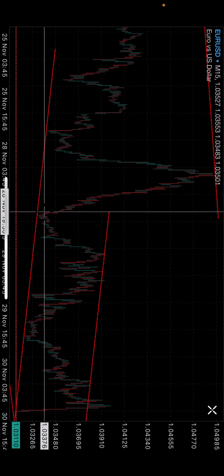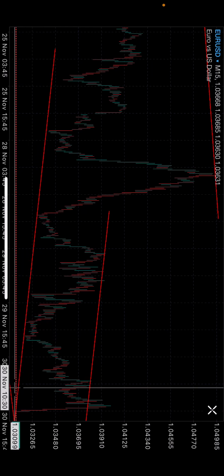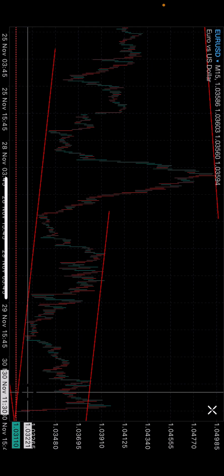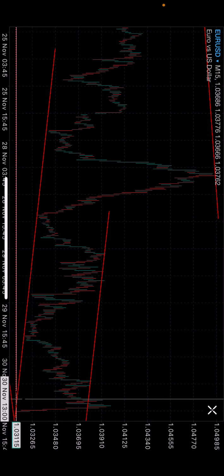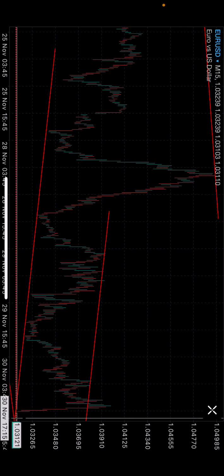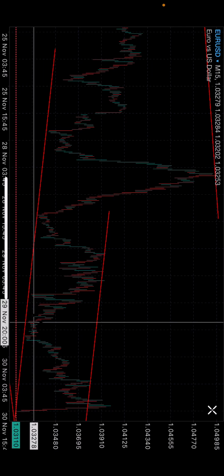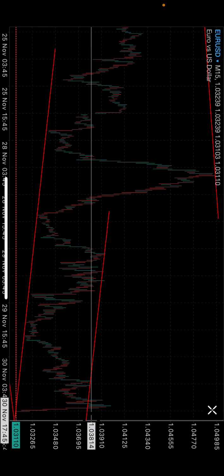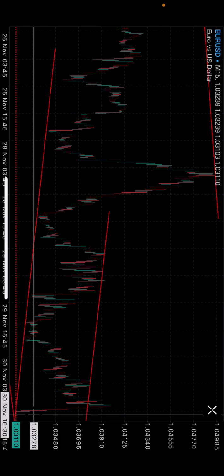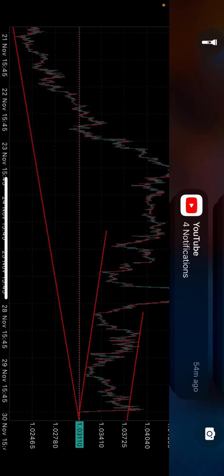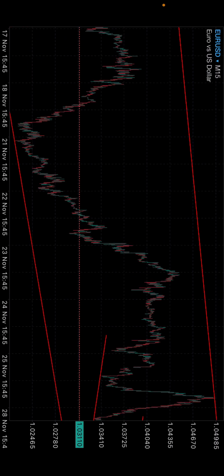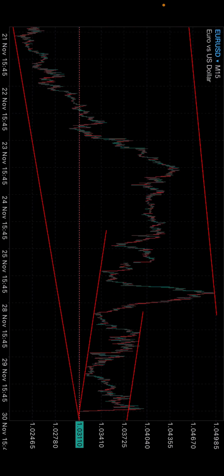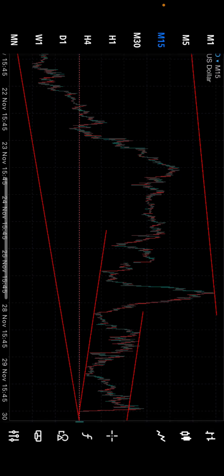Now see this touch: first touch, second touch, third touch, now another touch there. So either this touch is going to get exhausted, or it's going to obey this resistance support line and then go back up like that, or it's just going to continue going down, because guys, you know, we have a 90% rule.